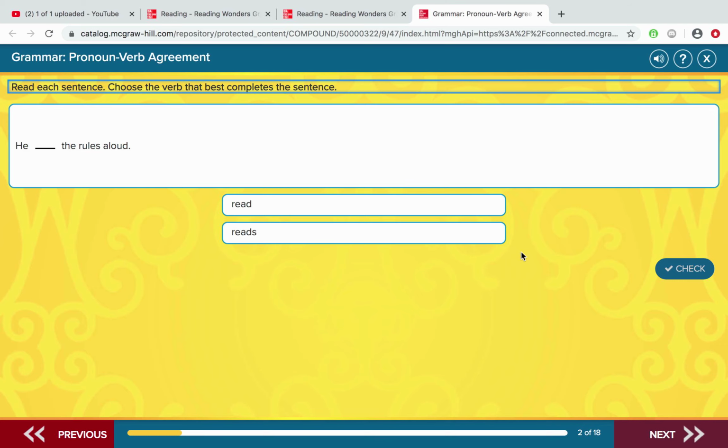Our choices this time are read or reads, and you can see our pronoun is he. Okay, our verb is read or reads. Let's just read it aloud together. Ready, go. He blank the rules aloud. That's one of our spelling words. Okay, so he read the rules aloud, or he reads the rules aloud. Go ahead and think about your choice now.